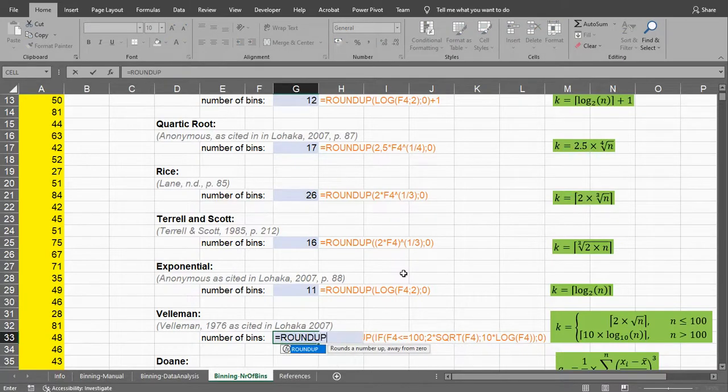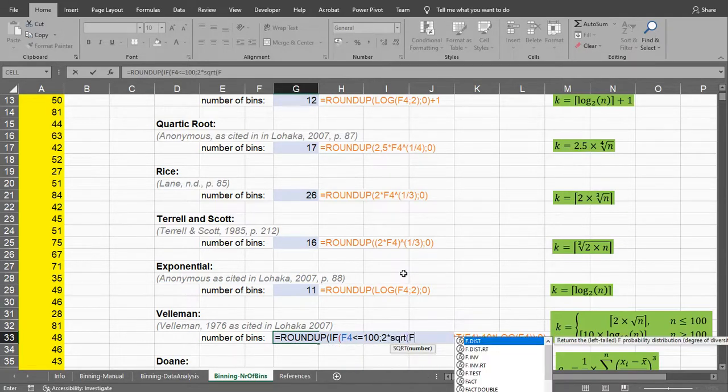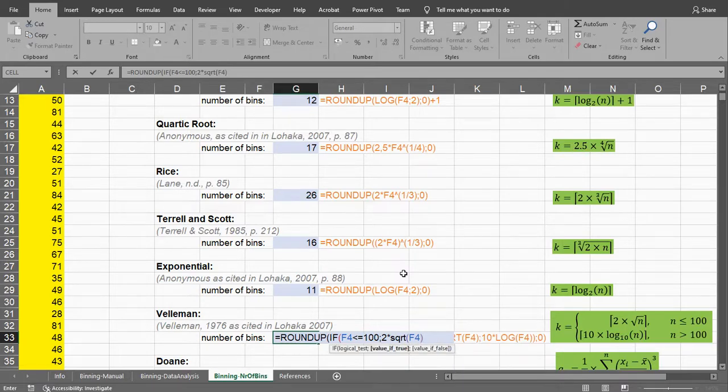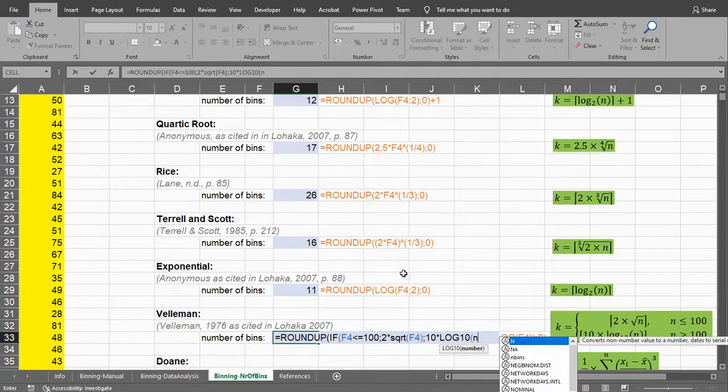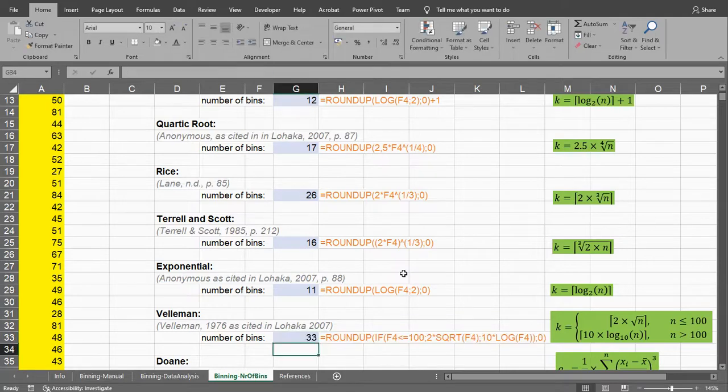So we're going to round up, and then we say, well, if my sample size is less than or equal to 100, then it's going to be 2 times the square root of the sample size. And if it's not less than 100, then we're going to use 10 times the log, there's a log 10 function even, of n, so that's F4. So now I can also close my if and say that I don't want to see any decimals. So that's 33.